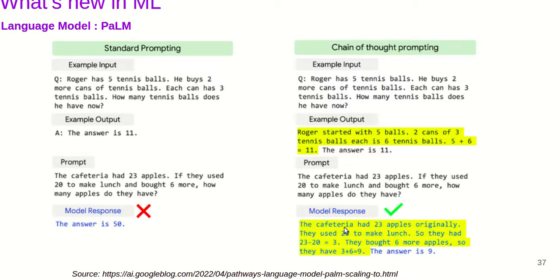So basically we have the cafeteria has 23 apples originally, and then they used 20, so I have 23 minus 20 equals 3. So we have a first step, and then we bought 6, so we have 3 plus 6, and we have 9, which is the correct answer. So the model can give such answers, the PaLM model.